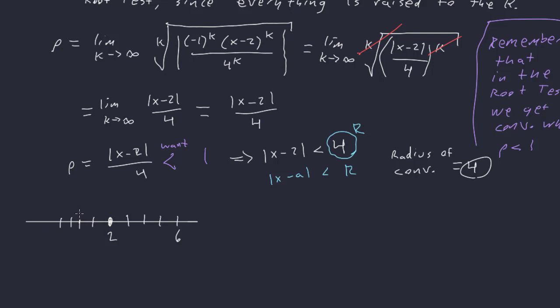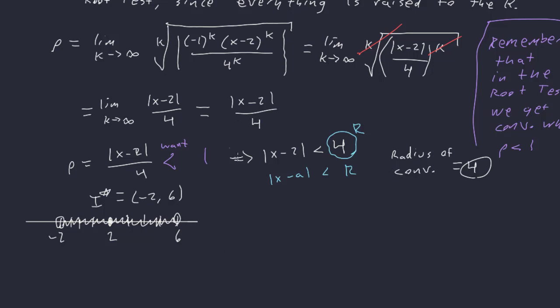So this would be 1, 0, -1, -2. All right, so that will give us our initial I. I'm going to call this I star, as -2 to 6.